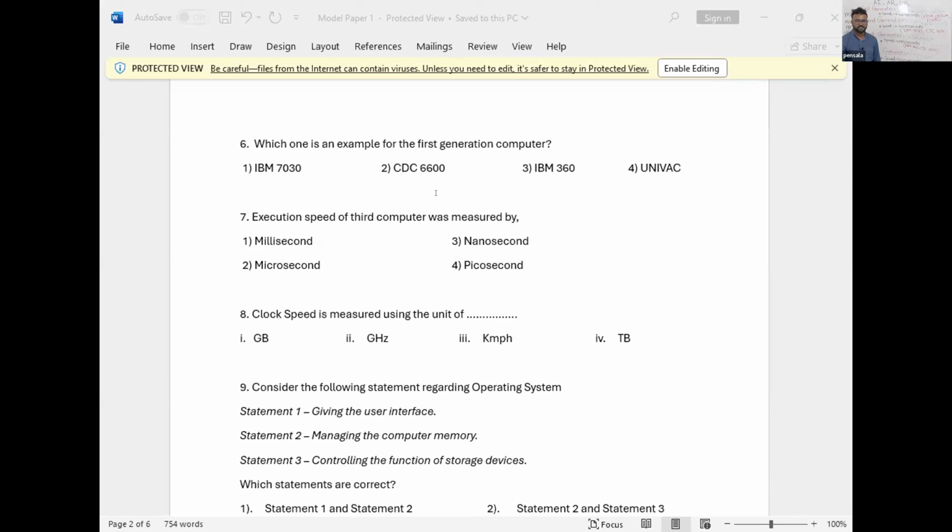Right, good. So the answer for the seventh one is the execution of the third computer generation. What I said earlier: take the hand. What is the phrase? Milli, micro, nano, pico. If you want the third one, I just want the third generation: milli, micro, nano. Nano. Nanosecond is the answer, and it's the seventh one.